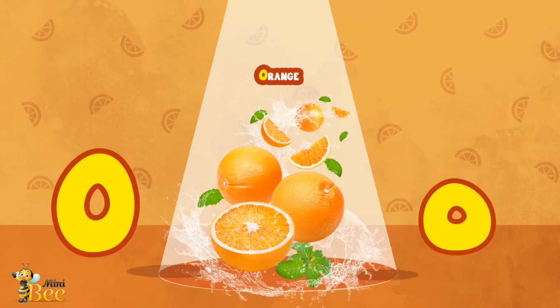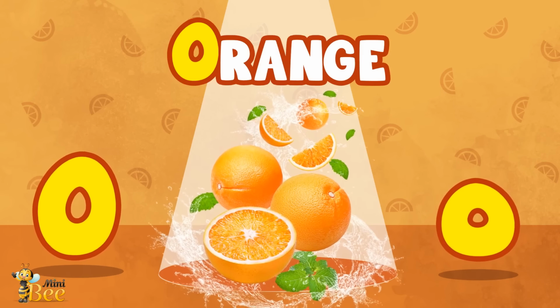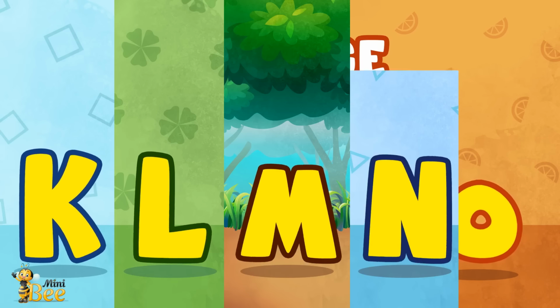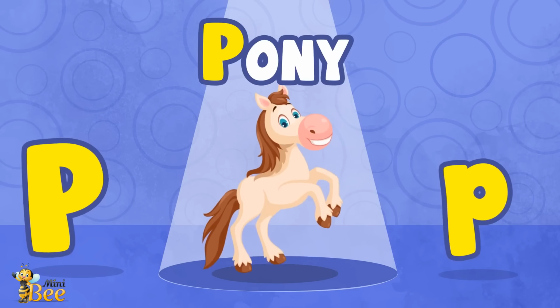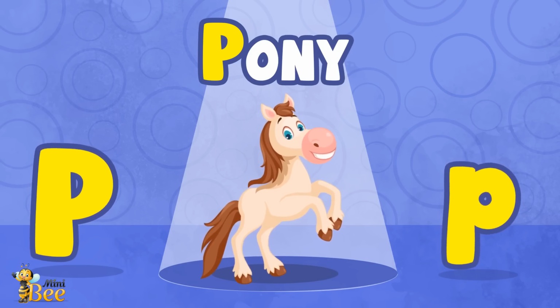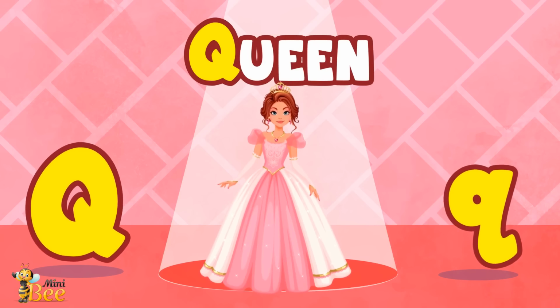O is for orange, orange. P is for pony, pony. Q is for queen.